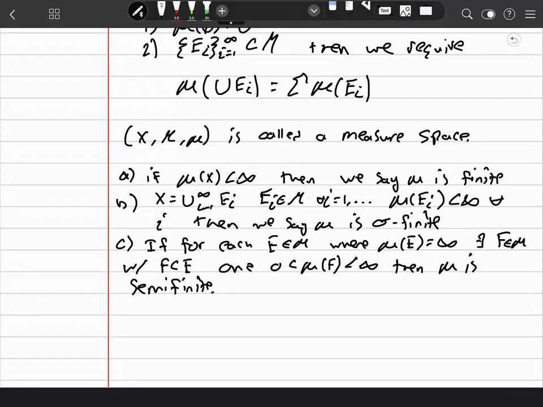So, this is kind of like, I hesitate to call it an intermediate value theorem, because it doesn't say that mu will take on every value between infinity and 0. It just says that for each set of infinite measure we have a subset of it that has finite measure.